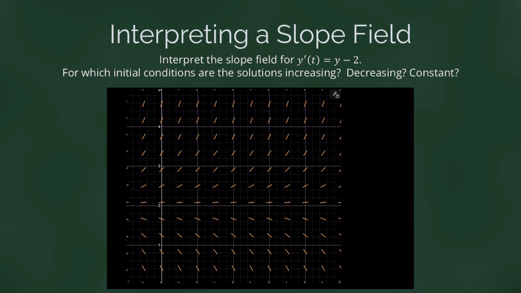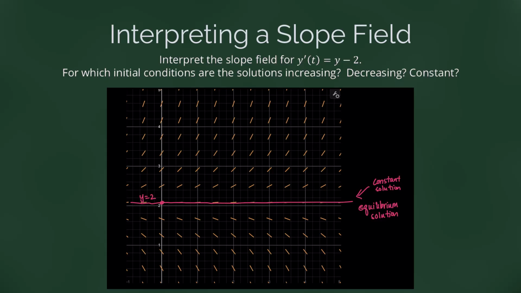So let's start with constant. We can see right along here when we have an initial condition of y equals 2, the slopes are all 0. This tells us here that we have a constant solution. Another term for that is an equilibrium solution. It's called that because the equation is not changing. It has reached a state of equilibrium.